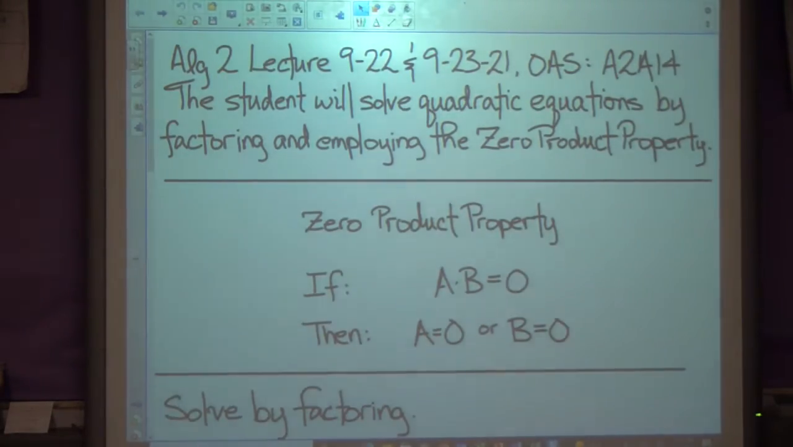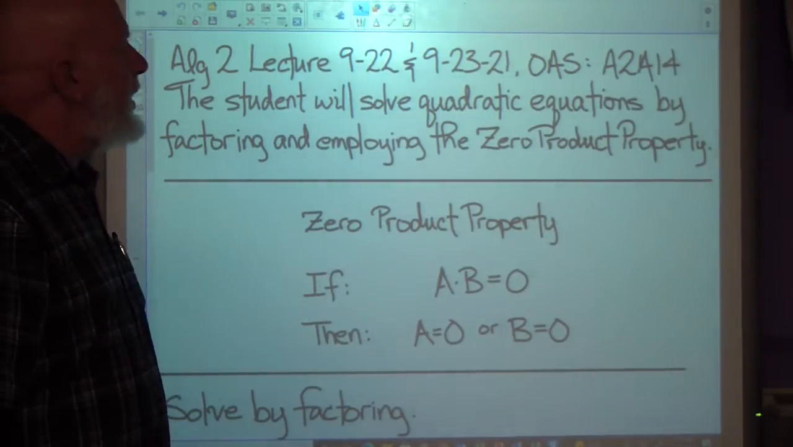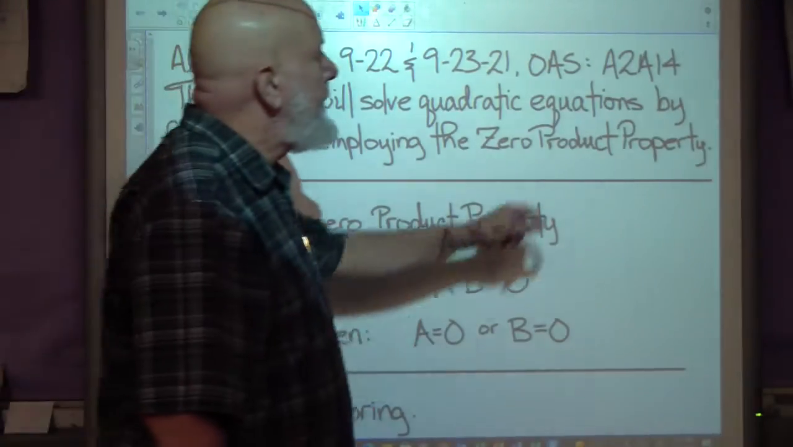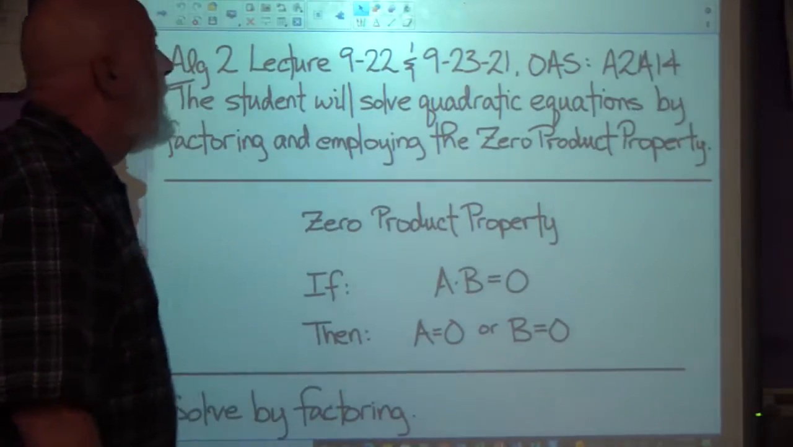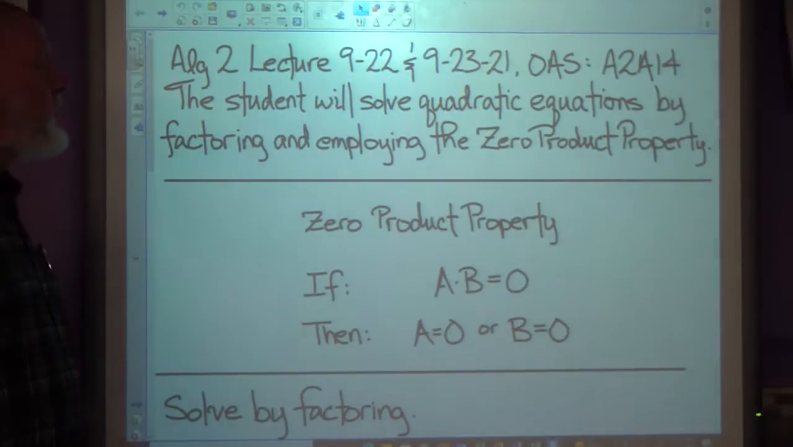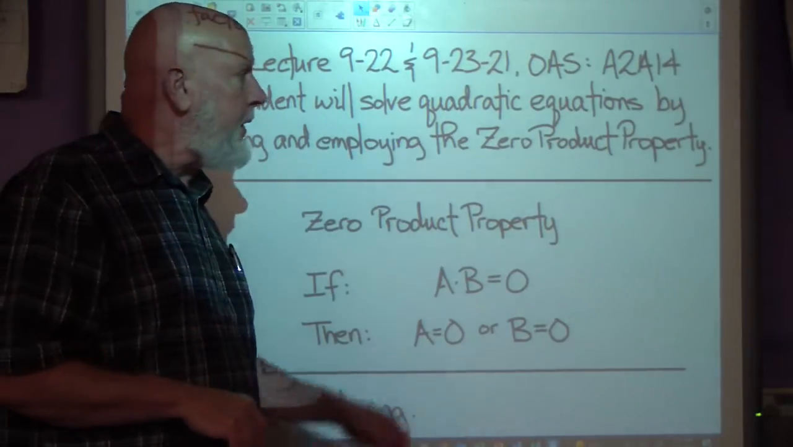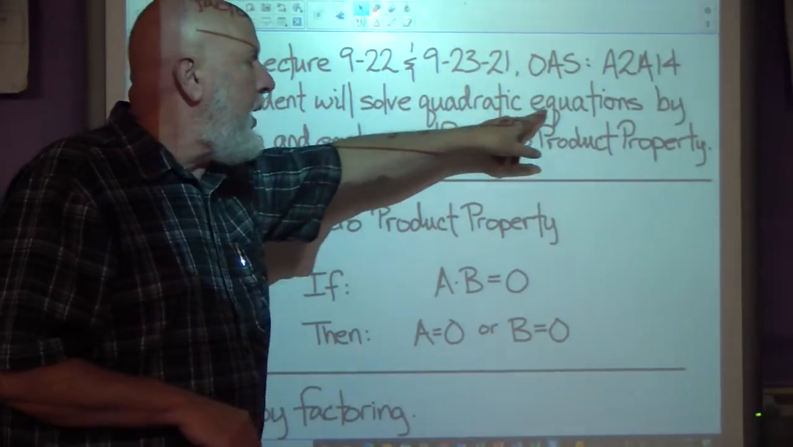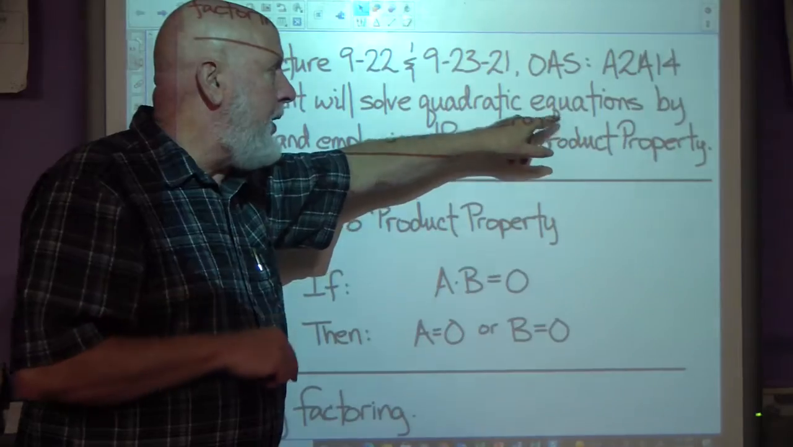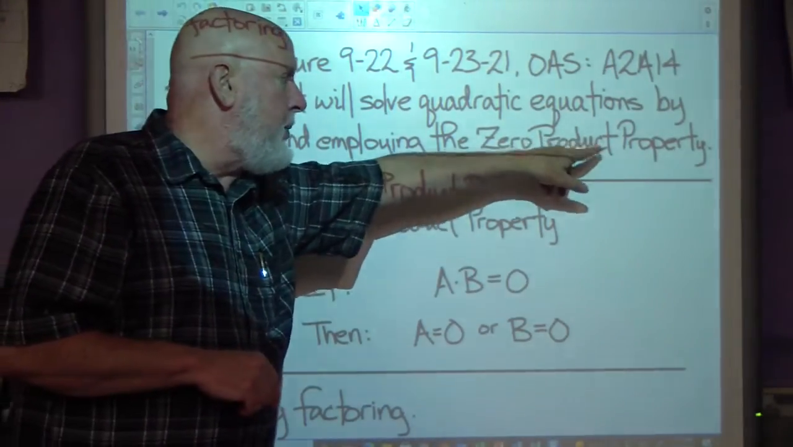All right. Looks like we're going to be doing Algebra 2 Lecture 922 and 923 today. State Standard OAS A2A14. And our objective, the student will solve quadratic equations. Quadratic means that the highest power of our variable is a 2. Quadratic equations, so there will be an equal sign in there, by factoring and employing the zero product property.